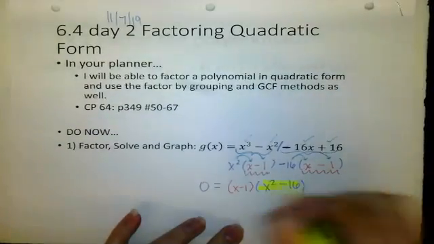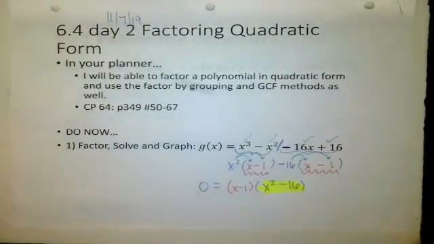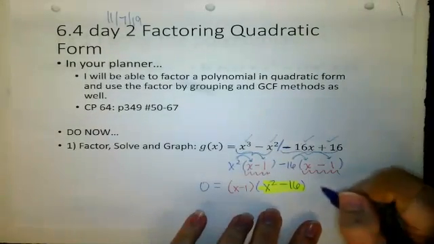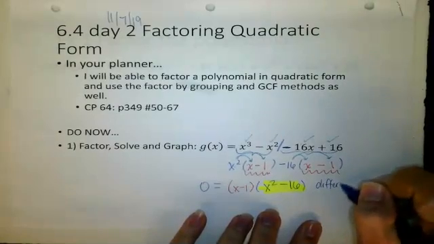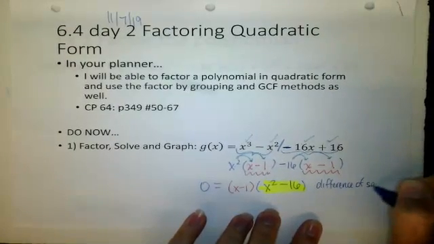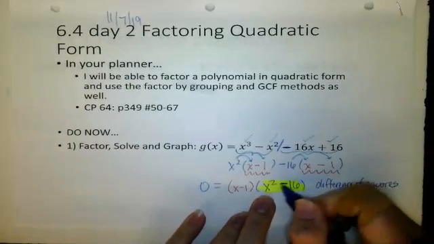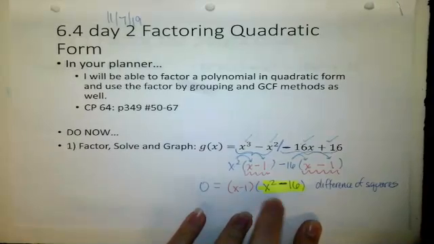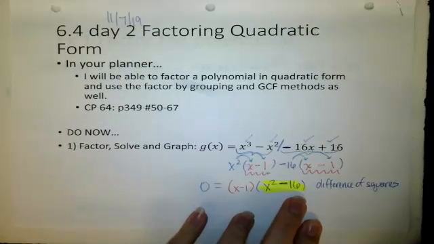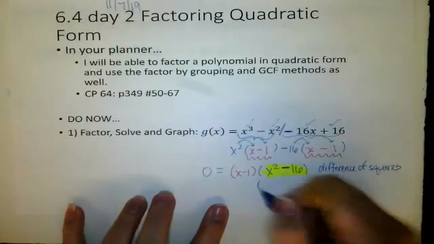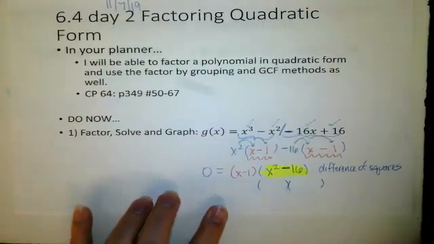X squared minus 16 has a special name. Does anyone know what the name is called? Difference of squares. It's difference of perfect squares. Difference meaning, hey, there's a big subtraction sign there, and x squared is a perfect square, and 16 is a perfect square. Today, your job is looking for difference of squares. We're factoring a ton of difference of squares today. And whenever we see difference of squares, it's going to double bubble a little bit further.